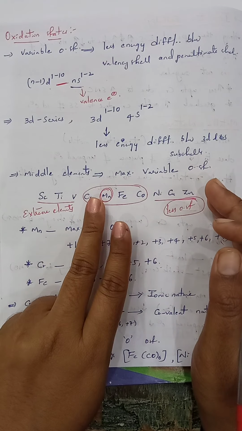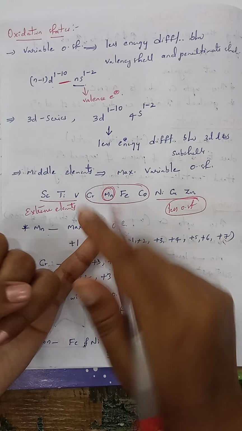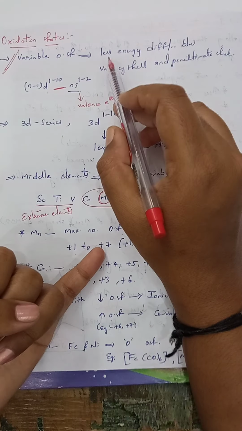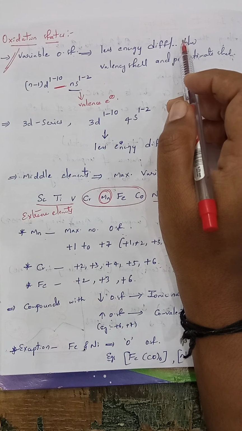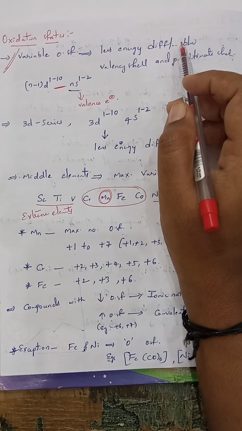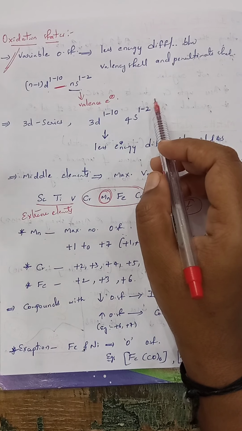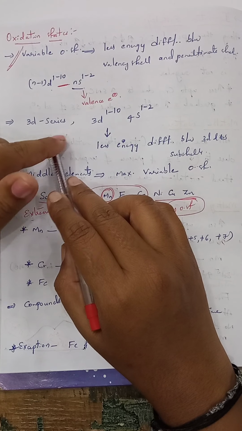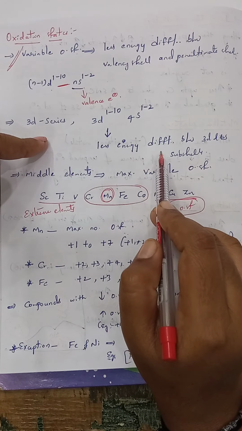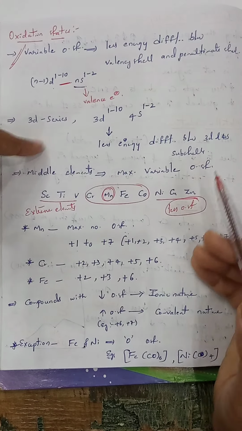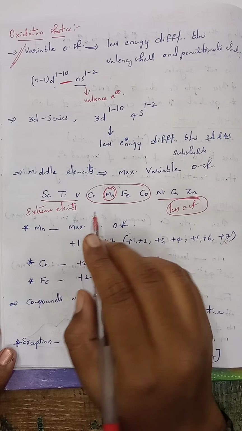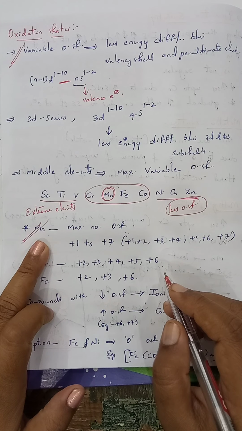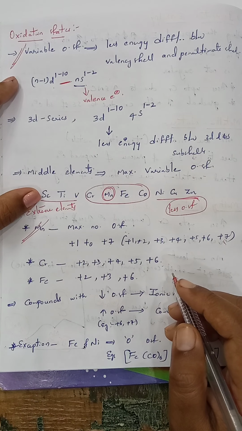Here two important questions are there. First, what is the reason for showing variable oxidation states? This is the only reason: the very small energy difference between the penultimate shell and valence shell. If the question is asked for the 3d series, why do 3d series elements show variable oxidation states? The reason is the very small energy difference between the 4s and 3d orbitals or subshells. Another question is which element can show the highest oxidation state and maximum oxidation states? That is manganese. These two are very important questions, just remember them.